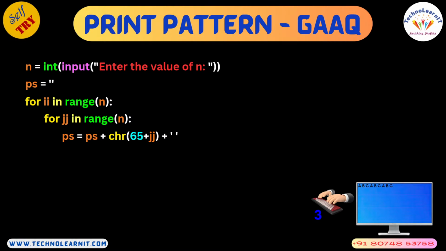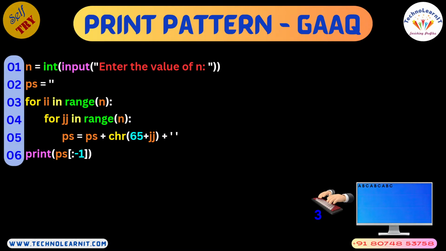So II becomes 1. Still you are within the range. So again, the control gets into the inner loop. JJ starts executing iterations once again. Again, JJ starts with 0. 65 plus 0 is again capital A. Capital A will be appended to A space, B space, C space that you already have within print string. This is how it repeats, and finally you print all the print string except the last space character so that you can produce the expected output.